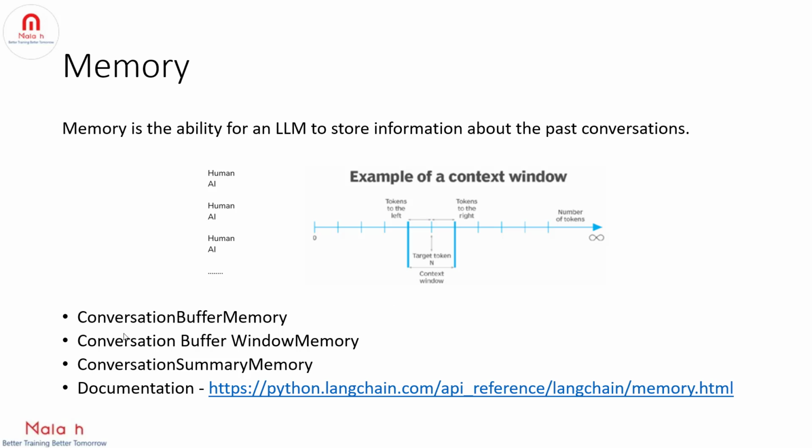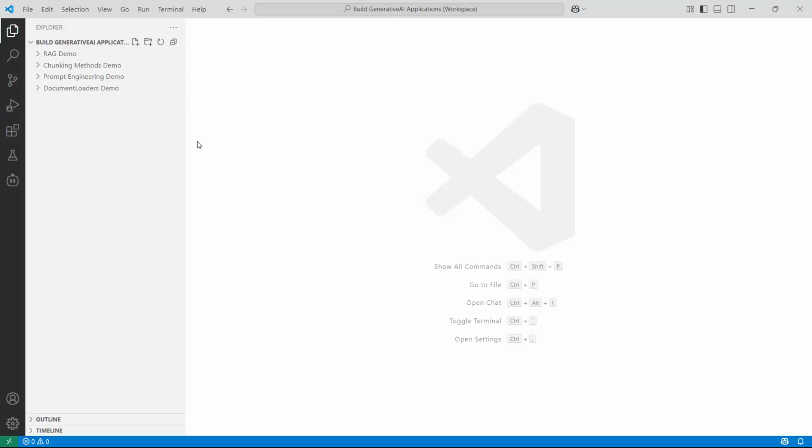So let's go to VS Code and start building the project and see how we can give memory to an LLM by using conversation buffer memory. This is our build generative AI applications workspace, and underneath we created several projects here. We have seen RAG, chunking methods, prompt engineering, document loaders. Now let's see memory.